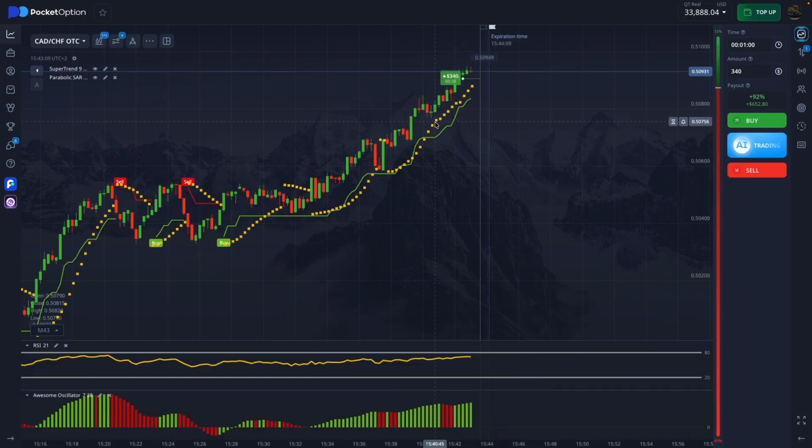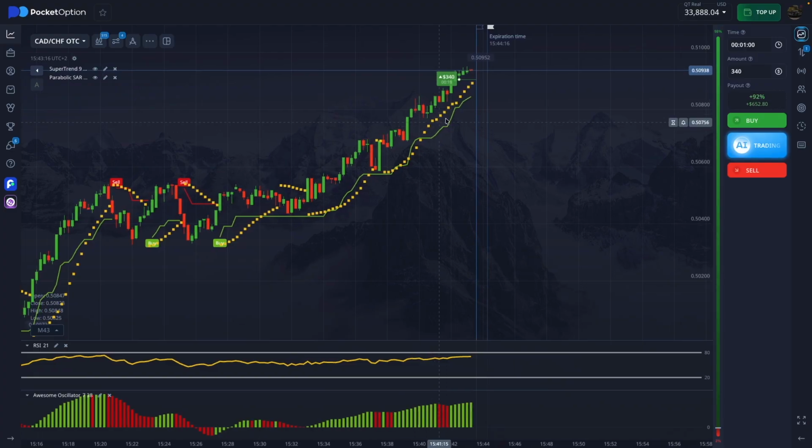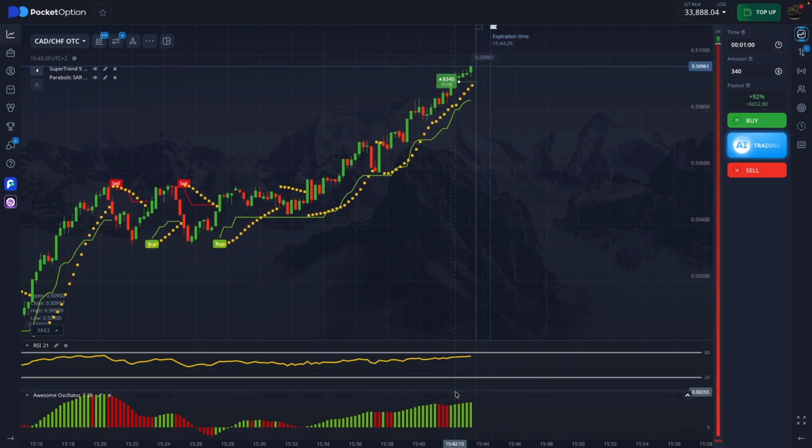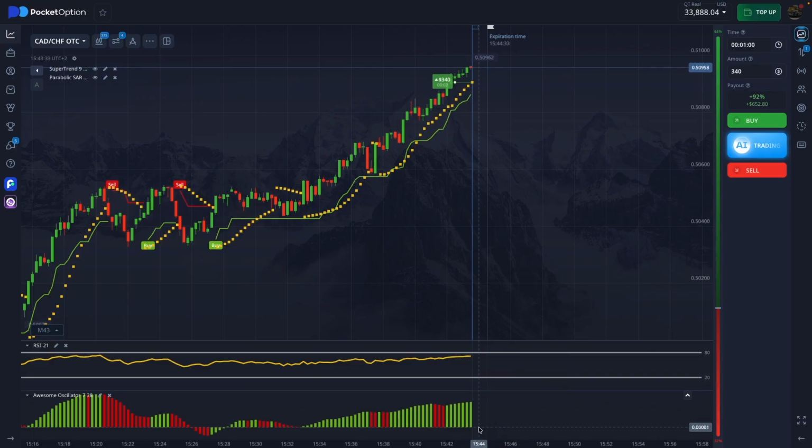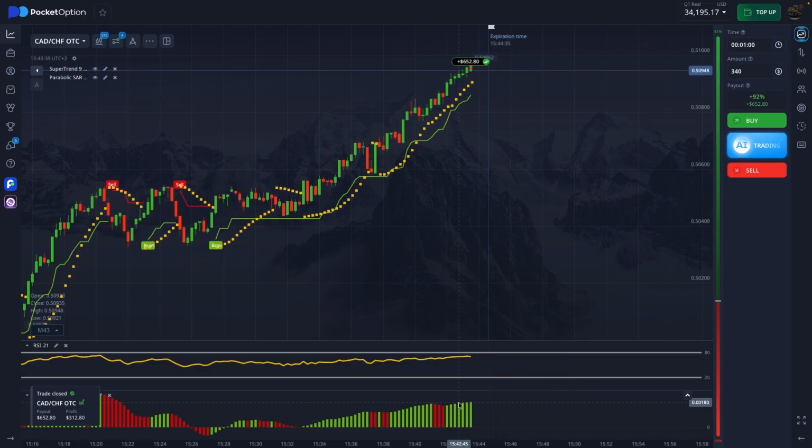Then I must get confirmation from the SAR indicator. To enter an uptrade, I need the SAR indicator to be placing its dots below the chart right now, and this condition was met. Then I look at the oscillator, and to make an uptrade, I need there to be at least 3 green bars on the chart, and preferably for them to be above the 0 mark. So here it is, this 0 mark. And at the moment of entering the trade, the bars were indeed above this 0 mark. And at least 3 bars were green.